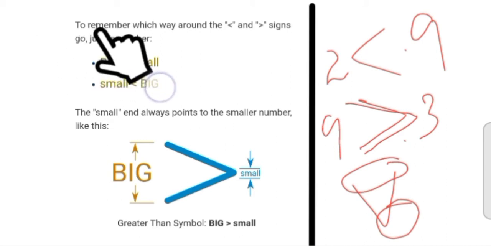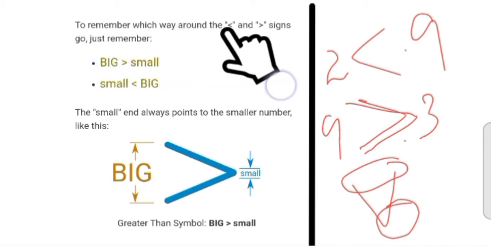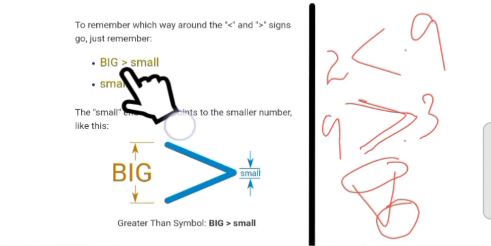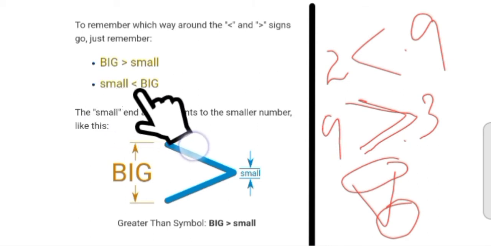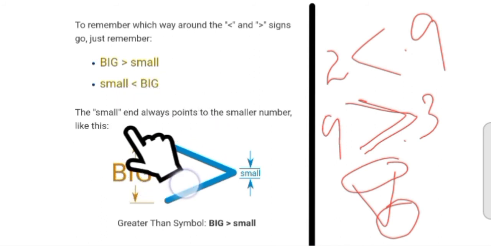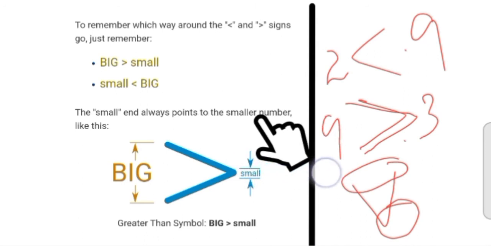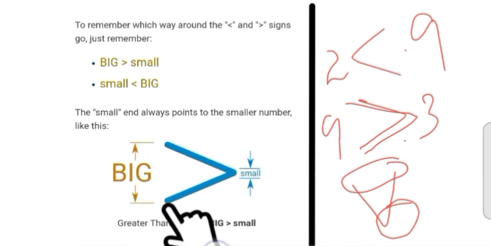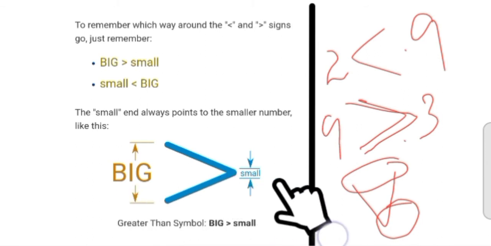So to remember which way around the less than and greater than signs go, just remember: big greater than small. So here the biggest part of the sign shows the biggest number. The small end always points to the smaller number like this. So here the biggest part shows the biggest number, the smallest part shows the smallest number.